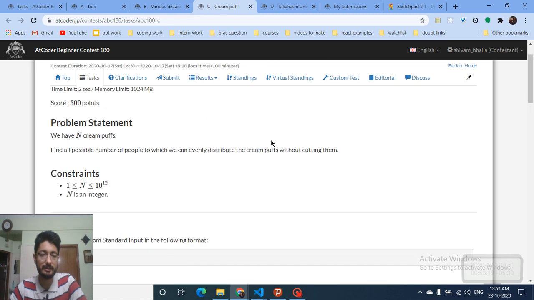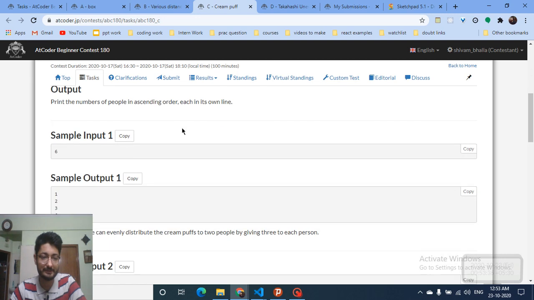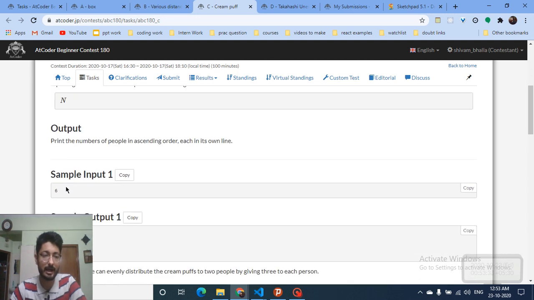C problem is a very standard problem. If you know this, it will come to your mind very intuitively. You have n cream puffs and you have to find all possible numbers of people among whom you can evenly distribute the cream puffs without cutting them. What this means is, let's assume that you have 6 cream puffs and you have to divide them.